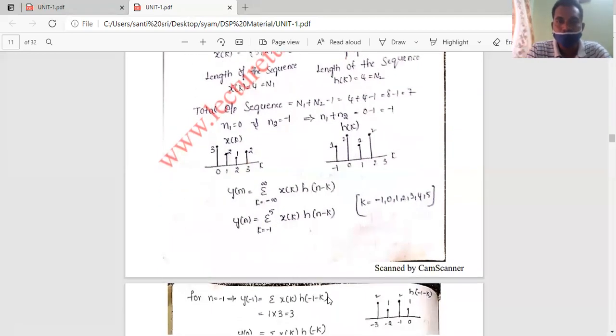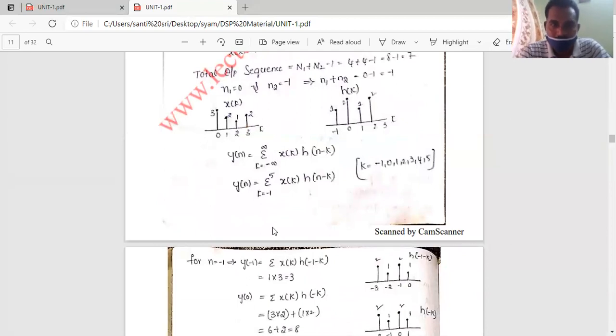Okay, so for n equal to minus 1, y of minus 1 becomes sigma x of k into h of minus 1 minus k. Already x of k is there. We have to find out h of minus 1 minus k. So here it is a time shifting property. We will use the time shifting property, but by using a straightforward method, we can find out this one. How to use the straightforward method? H of minus 1 minus k.